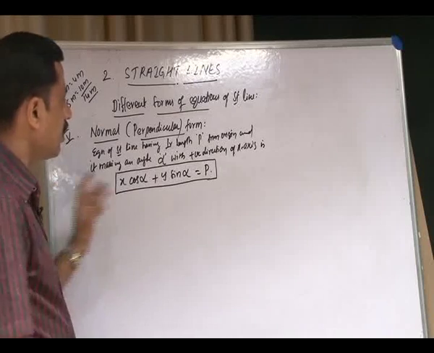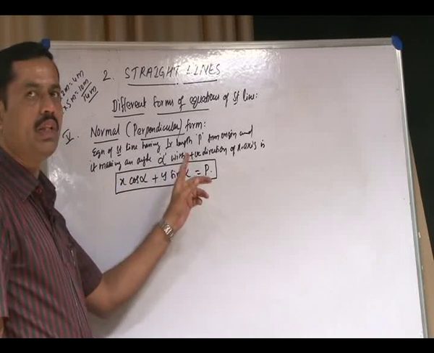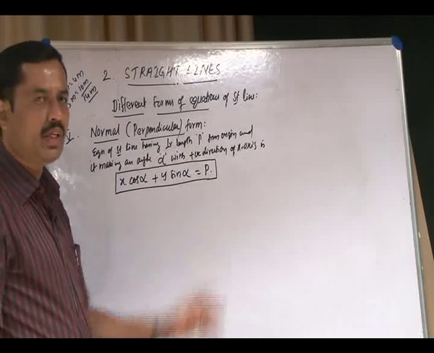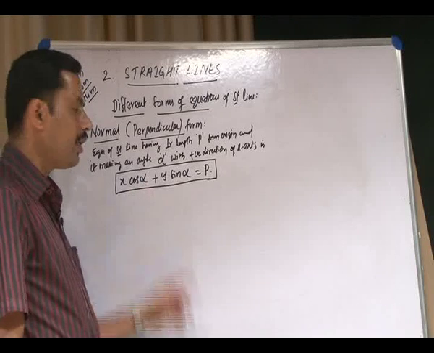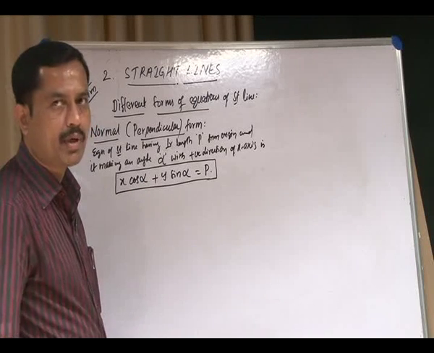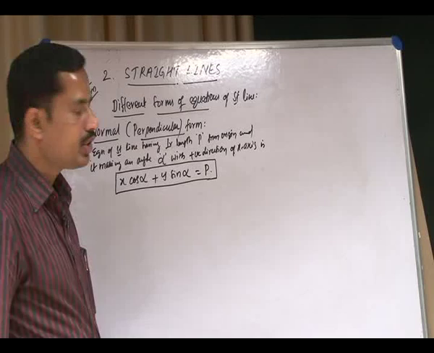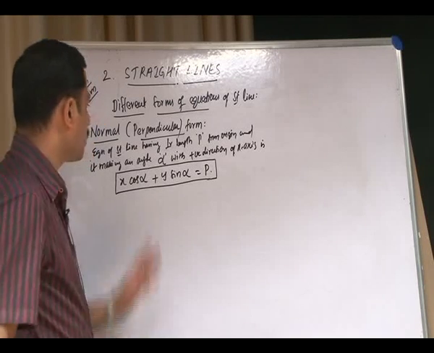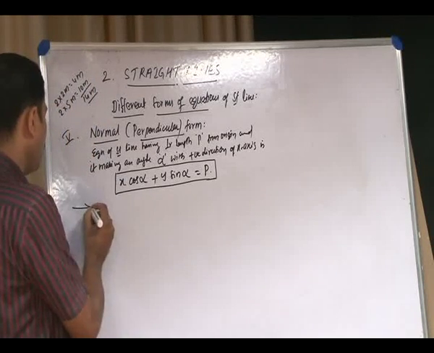So in this, p represents the length of the perpendicular from origin to the straight line, and alpha is the angle made by the perpendicular with the positive direction of x axis. So now I will prove this equation.